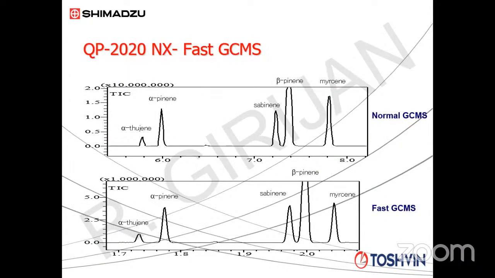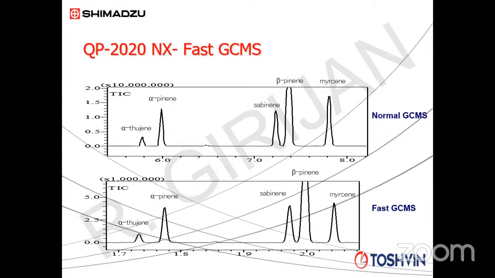Normal GCMS analysis and fast GCMS analysis, we are not compromising on the resolution at all. Resolution is exactly the same. Only we are reducing the analysis time. How do we do that? We change the column. In normal GCMS, we normally use a 0.32 mm column, maybe a 50 meter long column, 0.5 micrometer film thickness column. That is the normal column which we use in normal GCMS for such a complex sample.